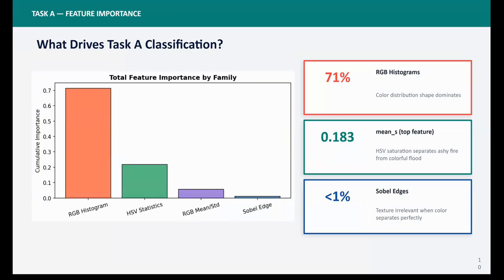For our feature importance analysis, this confirmed that the HSV saturation mean was the single most discriminative feature, accounting for 18% of the total importance. And this makes sense because fire images are desaturated and ashy, while flood images retain rich color from water and vegetation. The saturation captures this cleanly without being confused by light scene variation. The RGB histograms dominated overall at 71%, while the Sobel edge features contributed less than 1%, as texture adds nothing when spectral separation is already near perfect.